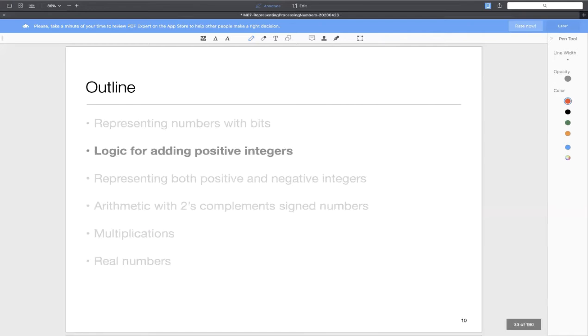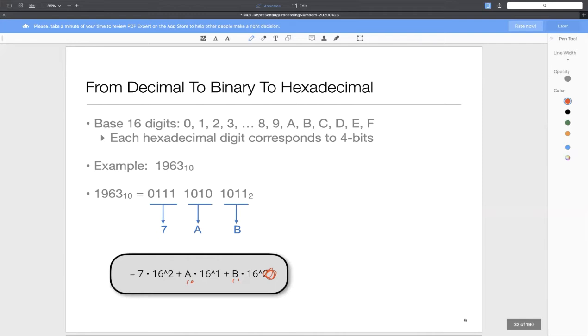Professor? Mm-hmm. In the previous slide, you used all 12 bits to represent 1963 in the decimal system, right? Mm-hmm. So in the hexadecimal system, even in this case, you only really need 11 bits, right? Because the last one is 0. So we only add the 0 at the end so that we can represent it in hexadecimal?